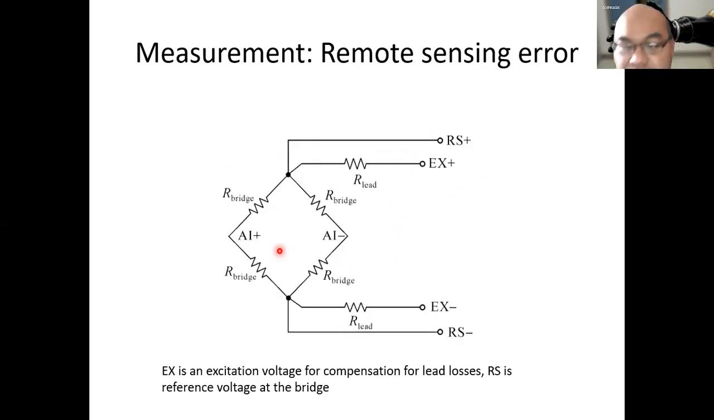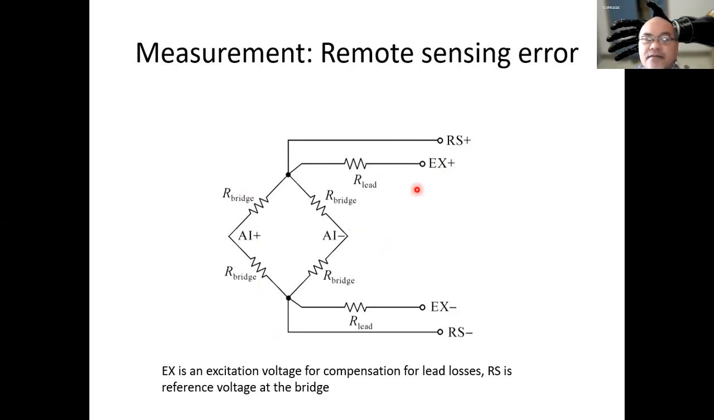Another measurement error that may occur when using a strain gauge is when you put the strain gauge far away from the bridge. An error may occur due to the lead wire that connects the bridge with the sensor. Ideally the lead wire should have zero resistance, 0 ohm, but in reality it is never 0. In reality, the wire will also have several ohms of resistance.